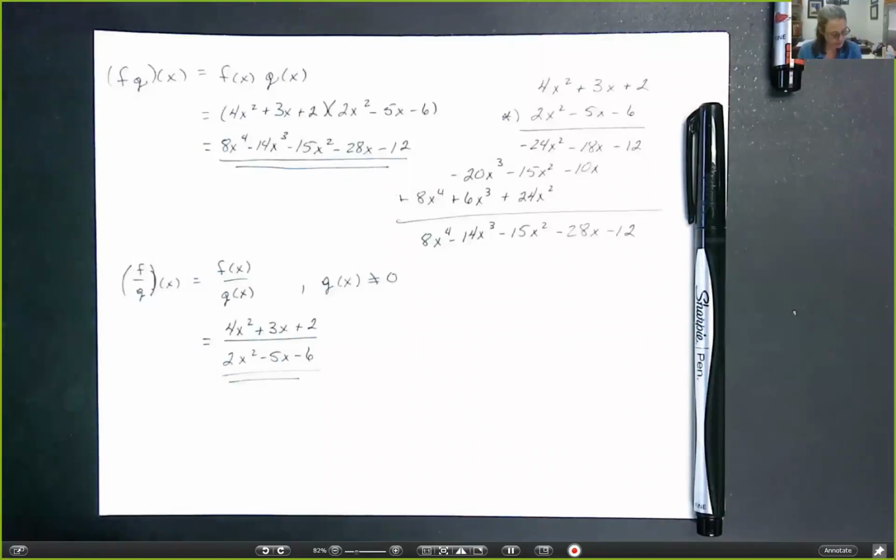Okay. That is a basic overview of the algebra of functions. Please do take a look at the textbook and work through those examples and then work the homework and post any questions you might have to the forum.